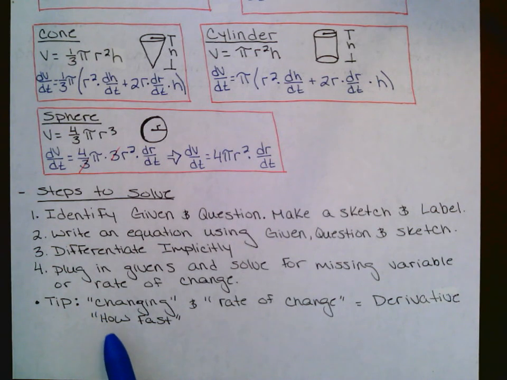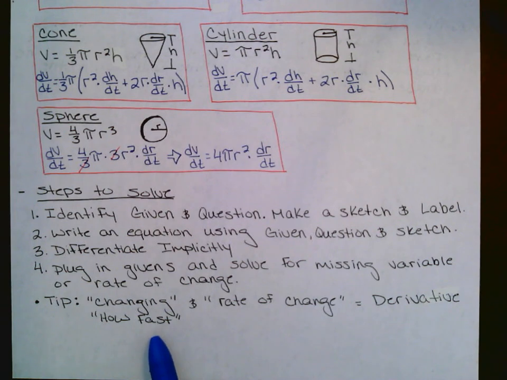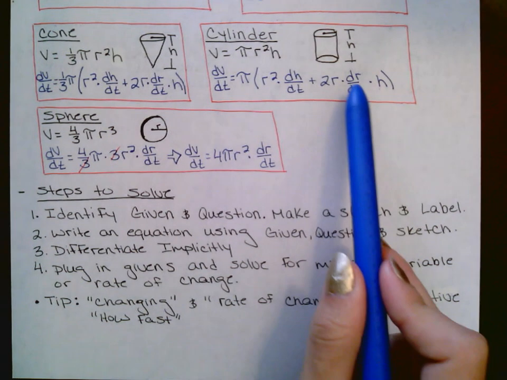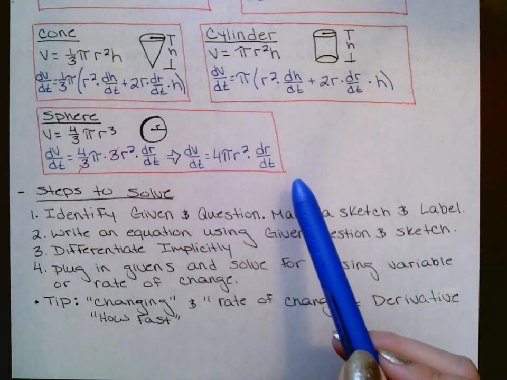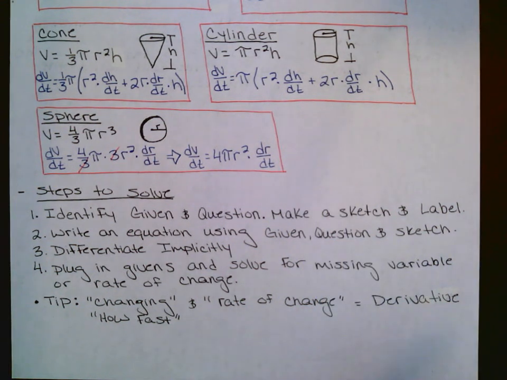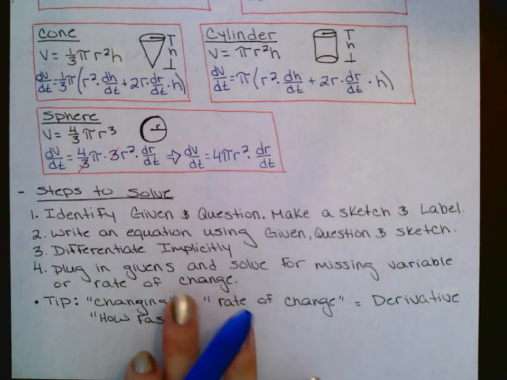Key words you're going to find are changing, rate of change, or how fast. Those three mean the derivative. So if I say, how fast is the radius changing, then they're asking for dr/dt. If they say what was the radius, then they're just asking for r. We see the difference? Let's check out what these questions look like.